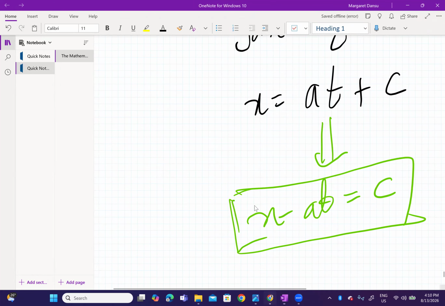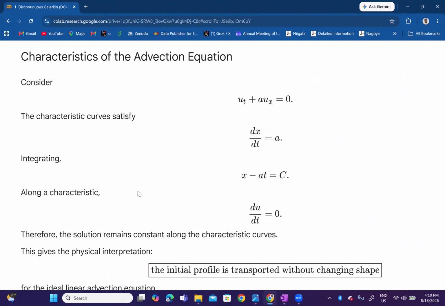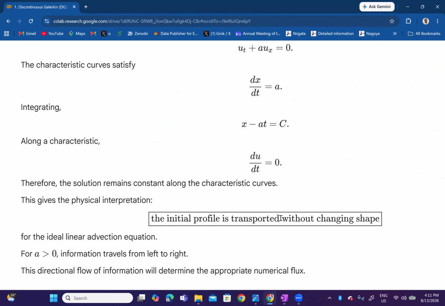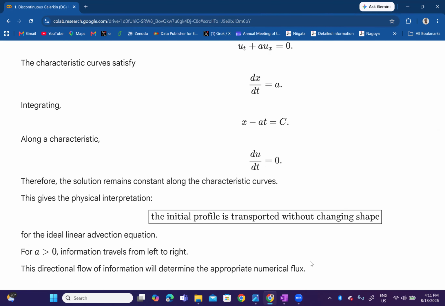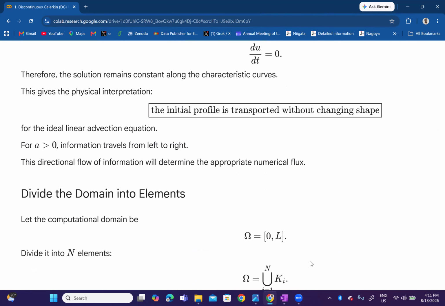Along a characteristic, du/dt will be zero. Therefore, the solution remains constant along the characteristic curves because du/dt along a characteristic is zero. This gives the physical interpretation: the initial profile is transported without changing shape. For the ideal linear advection equation, for a greater than zero, information travels from left to right, rightwards. This directional flow of information will determine the appropriate numerical flux.